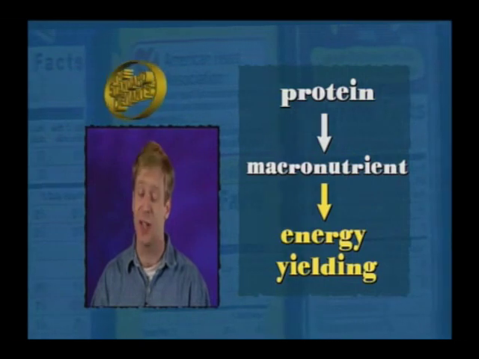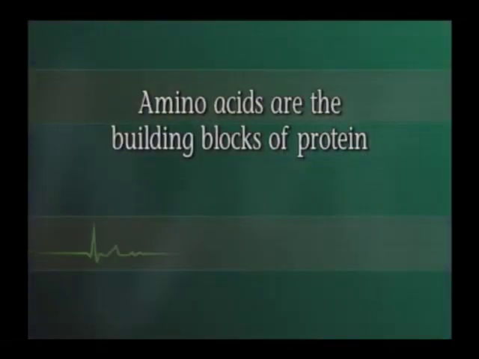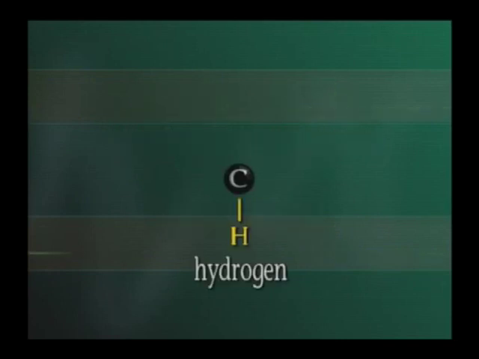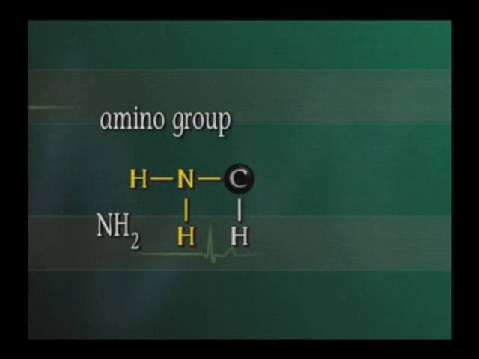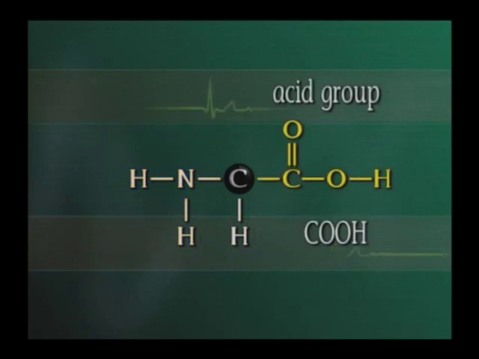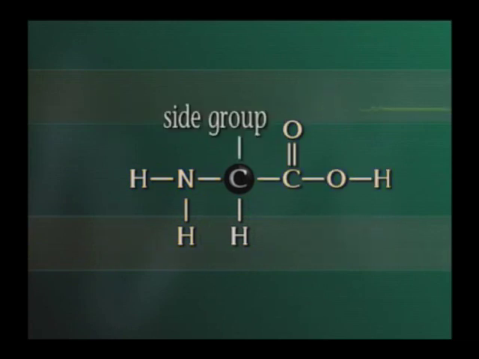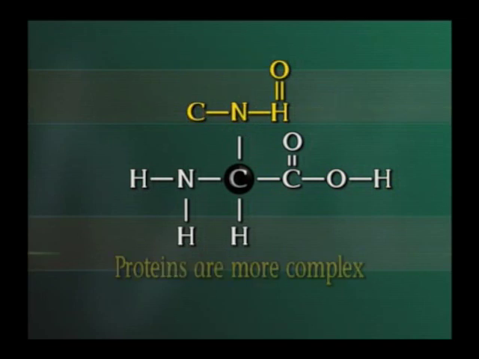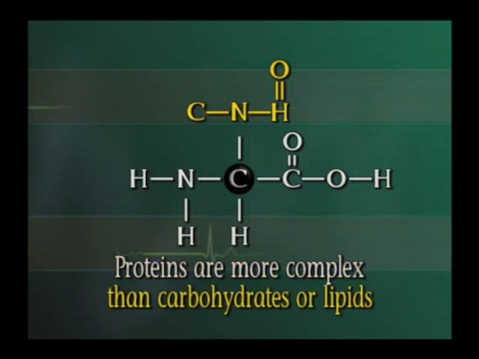Now let's take a closer look at this guy. Amino acids are the building blocks of protein. Chemically speaking, they have a central carbon atom, C, with a hydrogen, H, an amino group, NH2, an acid group, COOH, and a side group. This side group or side chain is the only thing that changes in the chemical structure to make up one of the 20 common amino acids. That makes proteins more complex than either carbohydrates or lipids. Now you know why we saved them for last.